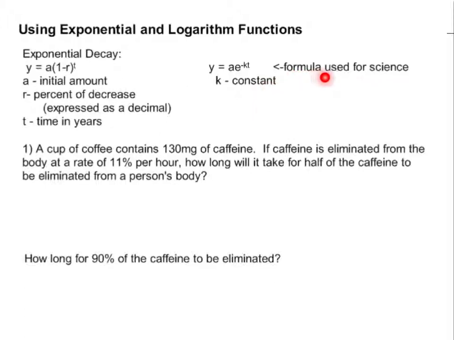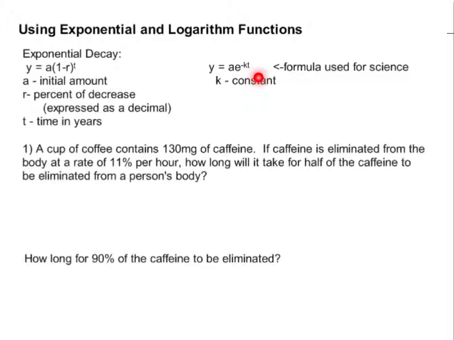This is always going to be the formula that's used for science. So things like carbon dating, those types of things, this is the type of formula that gets used. So we're going to do some examples with this.